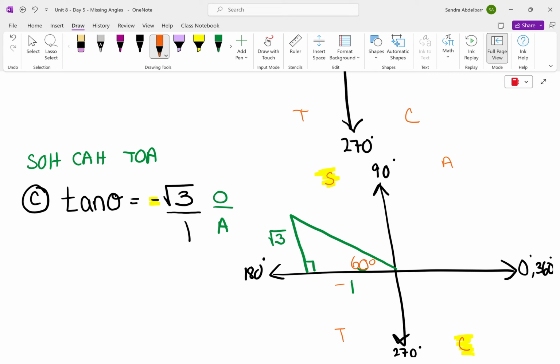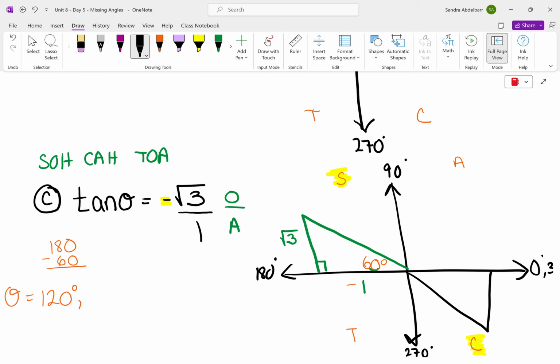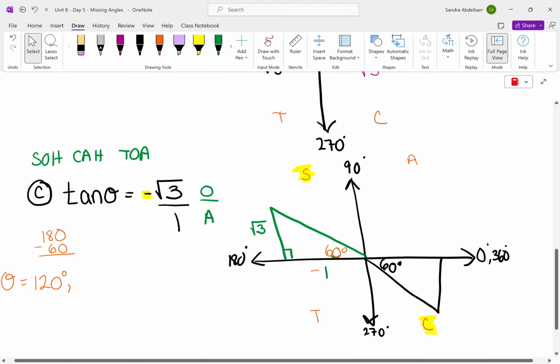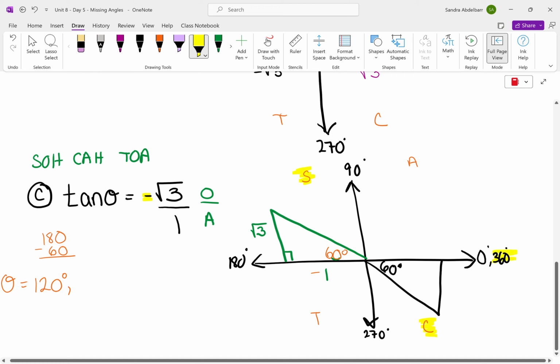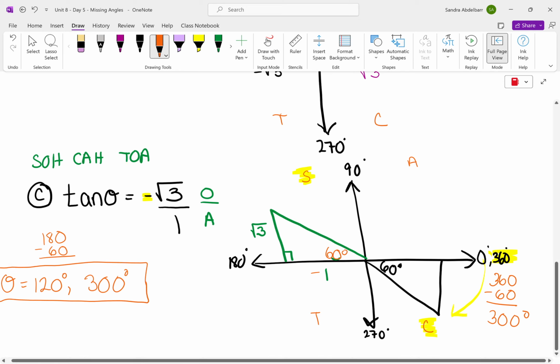We're good? Okay, so now 60 in quadrant 2 is not 60. What is 60 in quadrant 2? It's 180 minus 60, which is 120. So theta equals 120. Now I'm doing the same thing in quadrant 4. Well, what's a 60-degree angle in quadrant 4? It's not going to be 60 degrees. So you always go from the x-axis. So this time this is 360. Since I'm going down, I'm not going to add 60. I'm going to subtract. So it's 360 minus 60, which is 300.